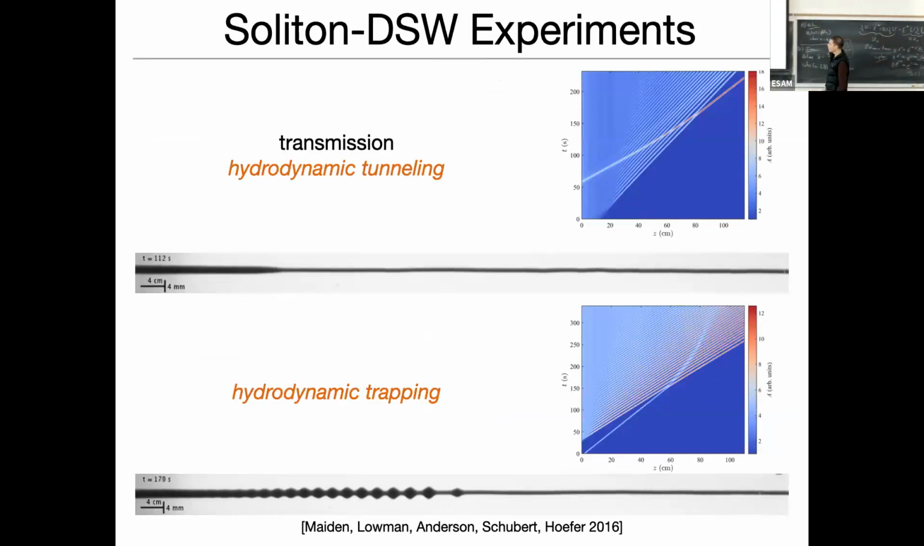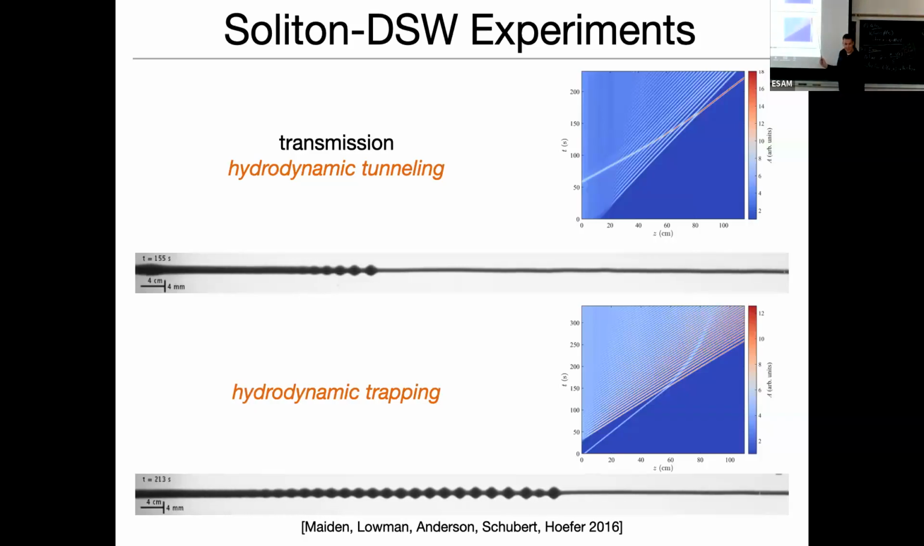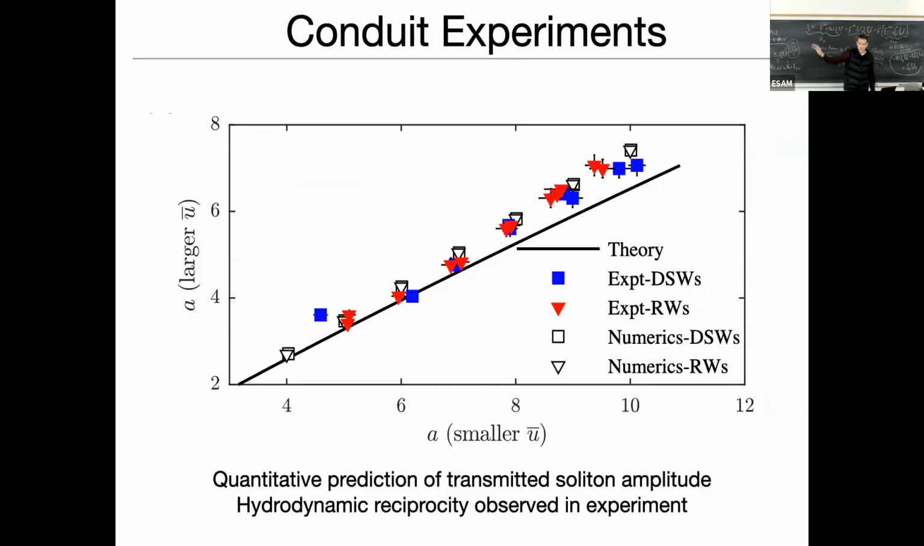Here's another fun one where now we take our DSWs and we interact solitons. We have to do that, right? It's just too tempting. Okay. And so we see a very interesting set of scenarios where either the soliton transmits or it gets stuck inside, trapping. And again, we can make some measurements.